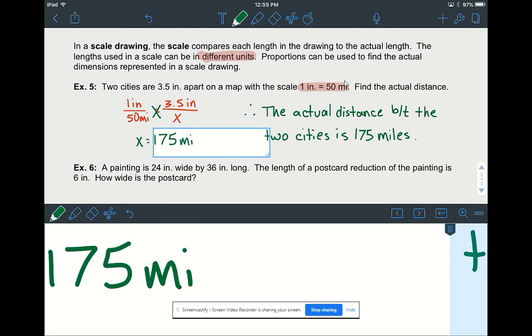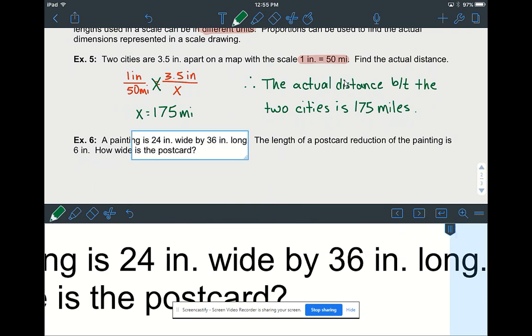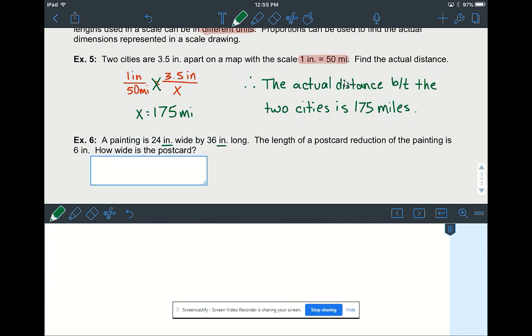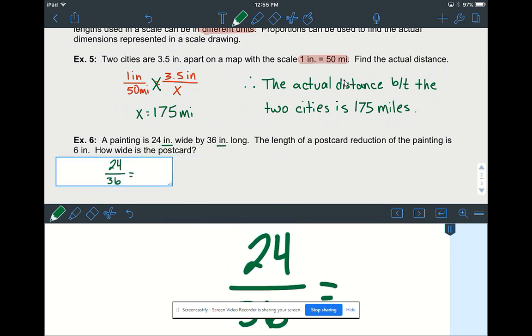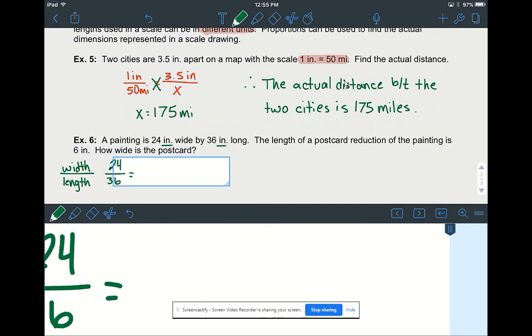All right. Next example. A painting is 24 inches wide by 36 inches long. So we're going inches by inches, which is kind of nice. We're looking at width versus length here. So 24 by 36. If you want to put it over to the side, the width is on top and the length is on bottom of the fraction.